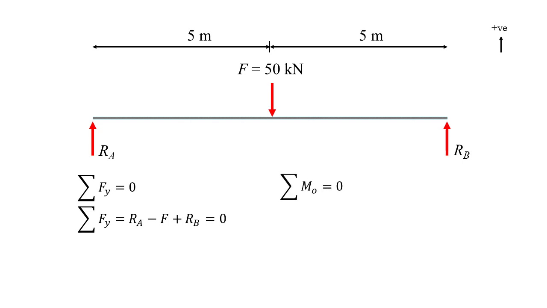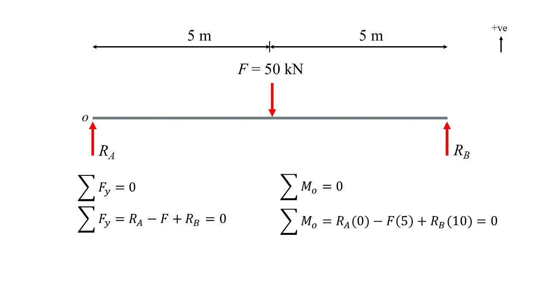For the moments equation, we first need to choose a pivot point, so let's choose the left end of the beam at RA. Now we can write the moment due to each force. RA acts right at the pivot point, so its lever distance is 0. The next force is F, which points downwards and has a lever distance of 5 meters, so its moment is written as negative F times 5. The last force is RB, which points upwards and is 10 meters from the pivot point, so its moment is RB times 10. The total moment about the pivot point equals 0 for static equilibrium.